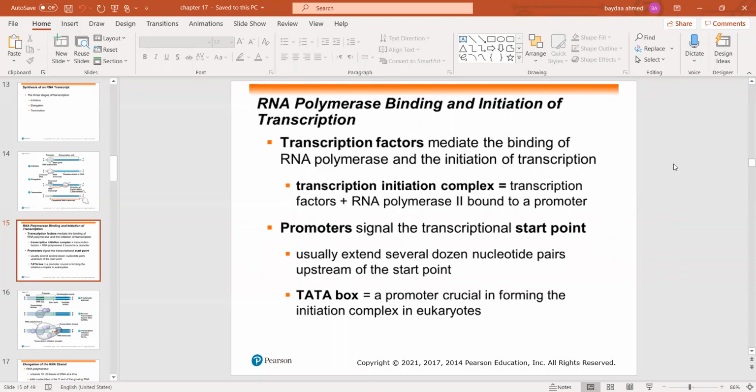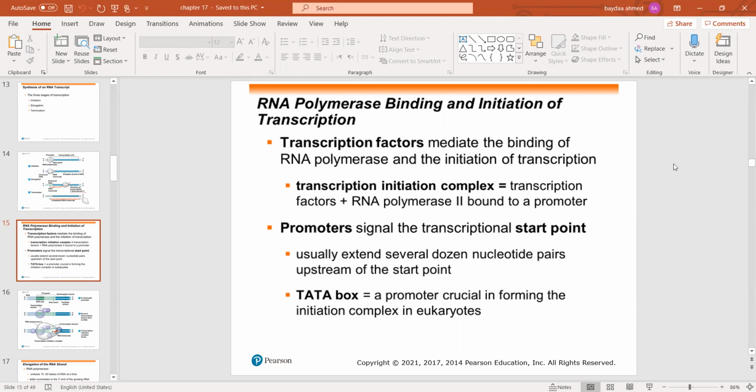A specific sequence of nucleotides along the DNA marks where transcription of a gene begins and ends. The DNA sequence where RNA polymerase attaches and initiates transcription is known as the promoter. So the promoter sequence of a gene includes the transcription start point, the nucleotide where RNA polymerase actually begins synthesizing the mRNA, and typically extends several dozen or so nucleotide pairs upstream from the start point.